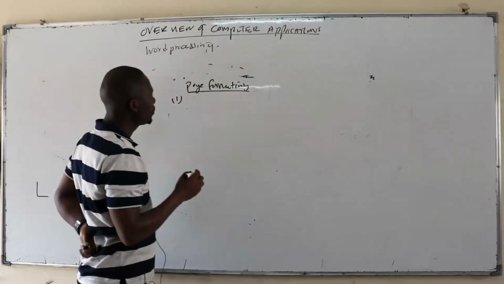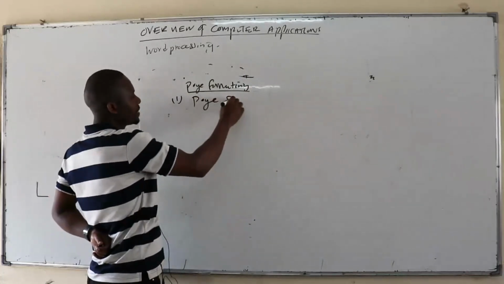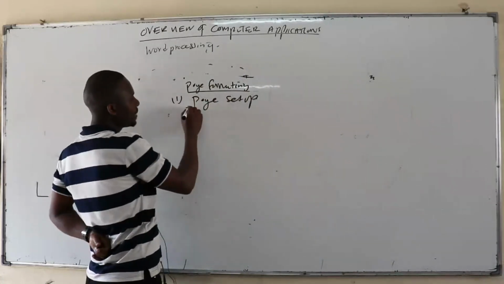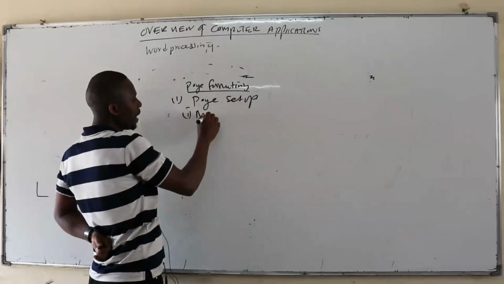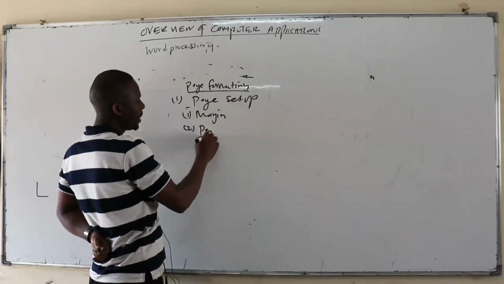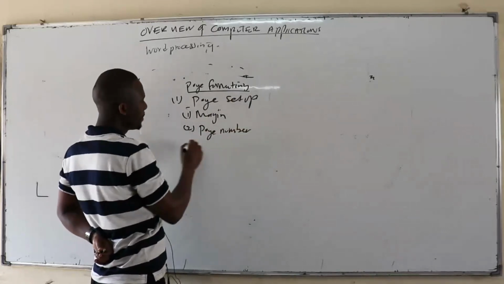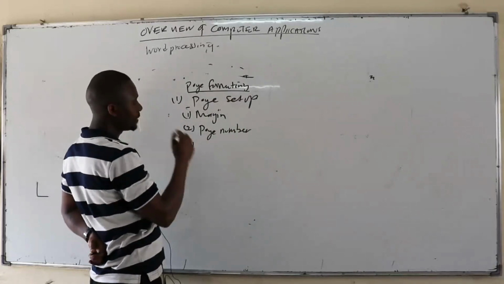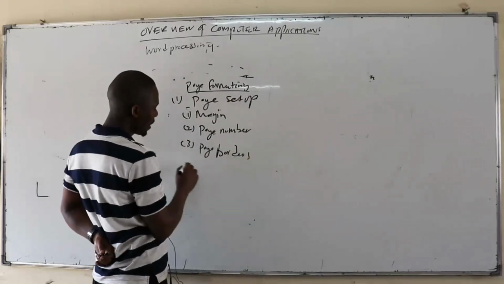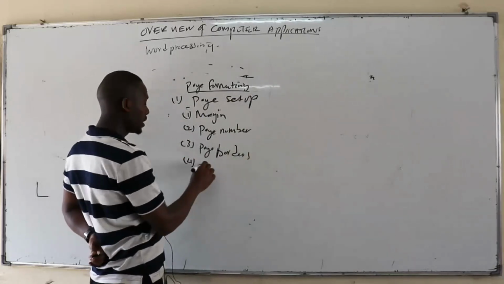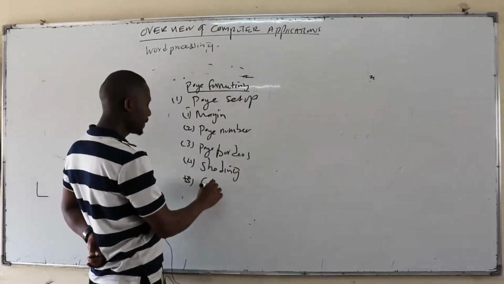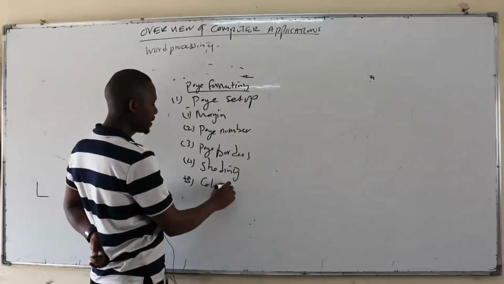So what do you format to the page? We have the page setup. Page setup includes the following: number one, the margin. Number two, we have the page number. Number three, we have the page borders. Page borders. Before we have the shading. Page shading. We have the columns. You can divide the page into columns.